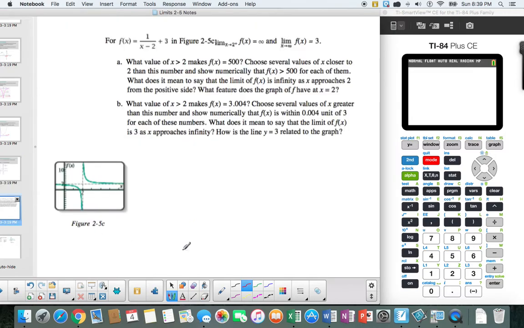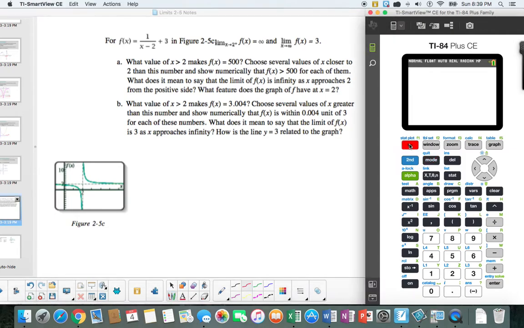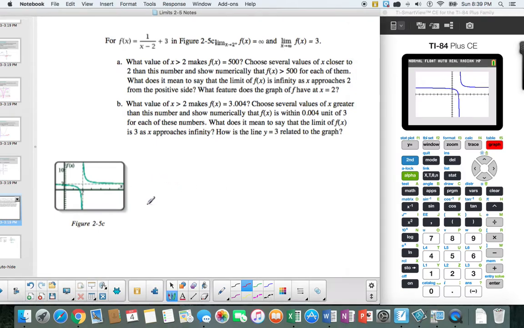Okay, let's try to understand the definition a little better by looking at some numbers here. Here is the graph of this particular function that I have over here as well. And we want to find what value x greater than 2 makes f of x equal to 500. So as we get close to 2 from the right-hand side, we're going to let f of x equal 500 and set this equal to the function. When we solve, we get x is equal to 2.002012. So if we get that close to x, we know we'll be at 500. And any values closer than that will give even higher values.